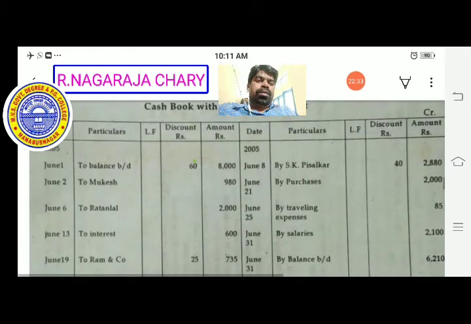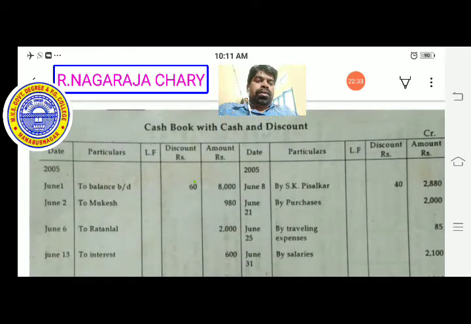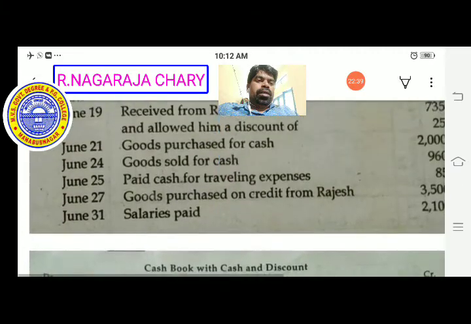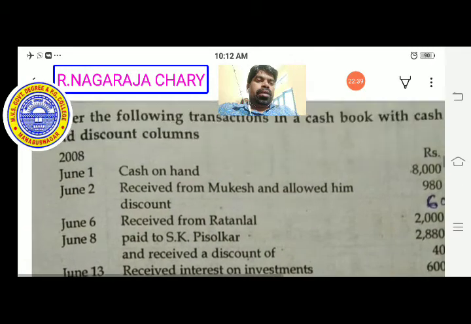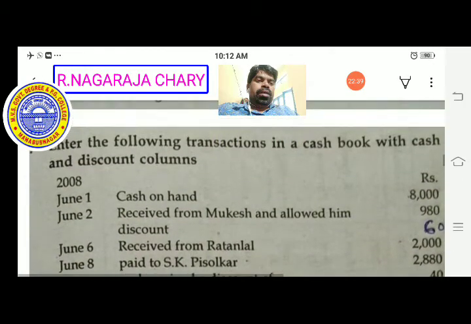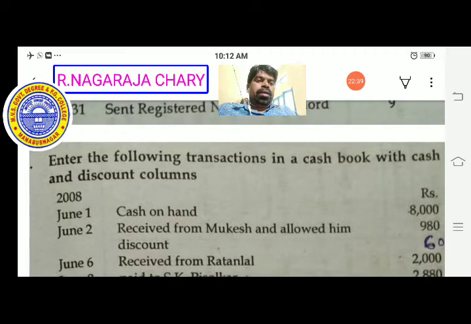Cash and bank columns. Discount and bank. Okay, this we will see. Enter the following transactions in a cash book with the cash and discount columns. So, in the earlier problem, we have a discount column and a bank column. Now, cash and discount columns we have.